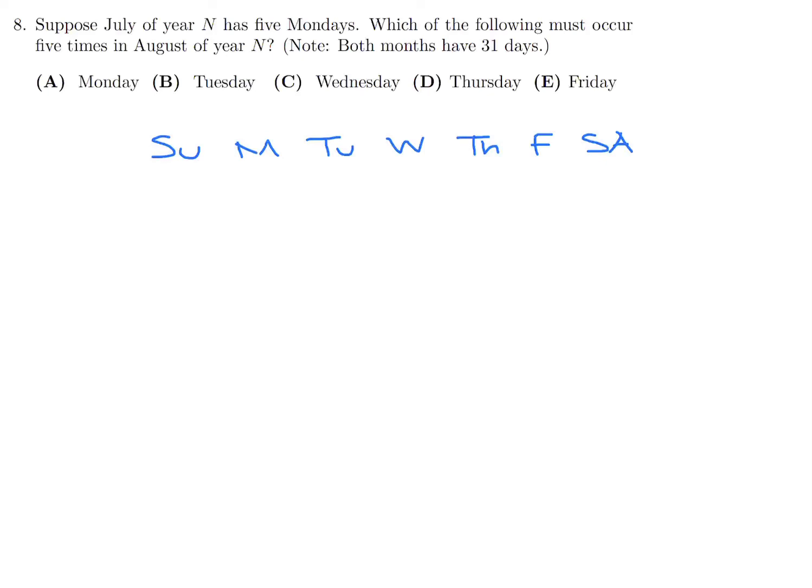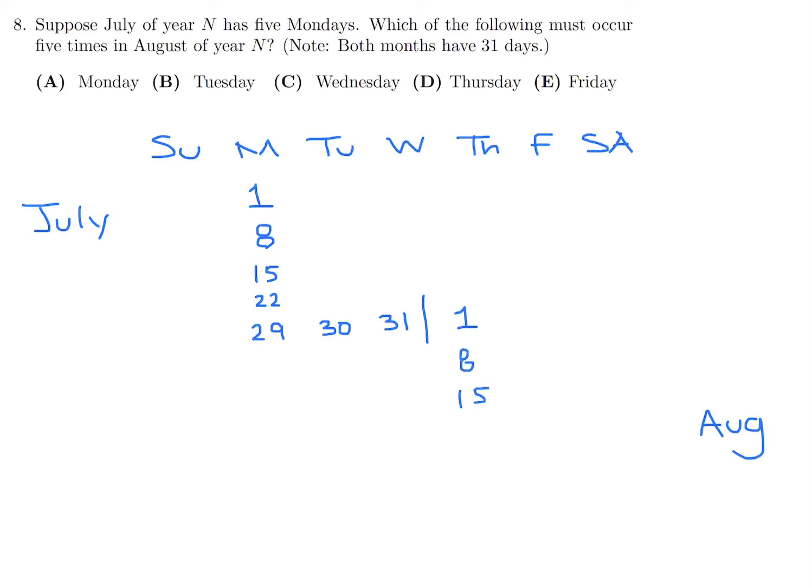So July, this month, 5 Mondays. So let's just say the first of the month is a Monday. And therefore, the 8th will be a Monday. Just have to add 7: 15, 22, 29, like that. And then this is 30, and this is 31. And then the month ends, and we get into August. And in August, the first of the month is a Thursday. And similarly, if you add 7, you'll have the 8th, the 15th, the 22nd, and the 29th will all be Thursdays. Correct?